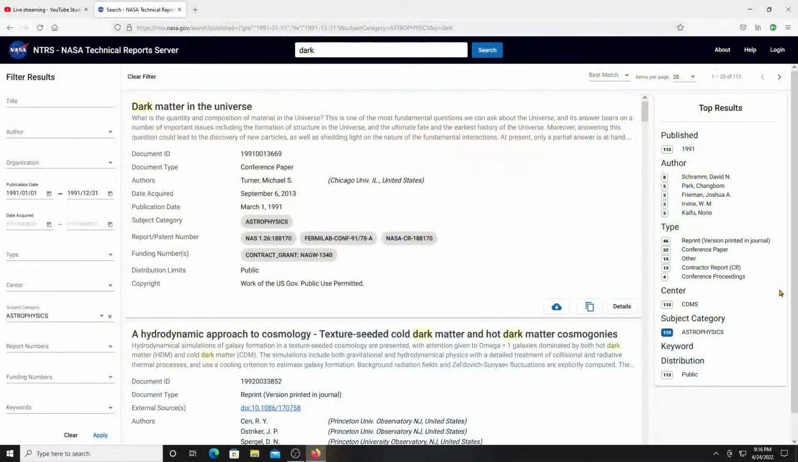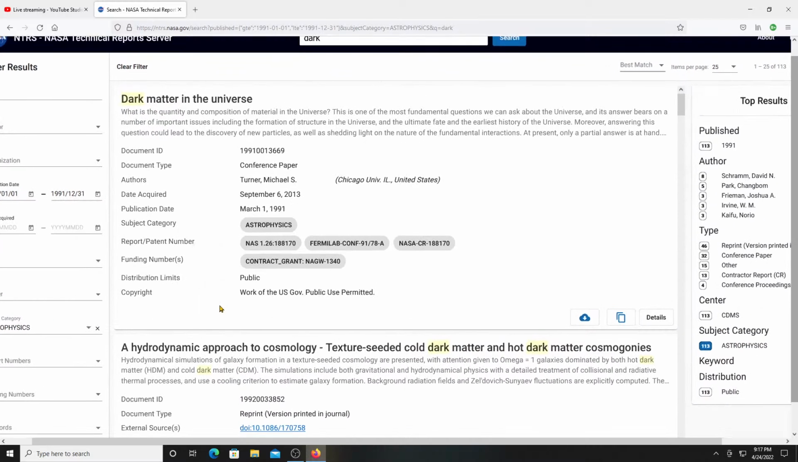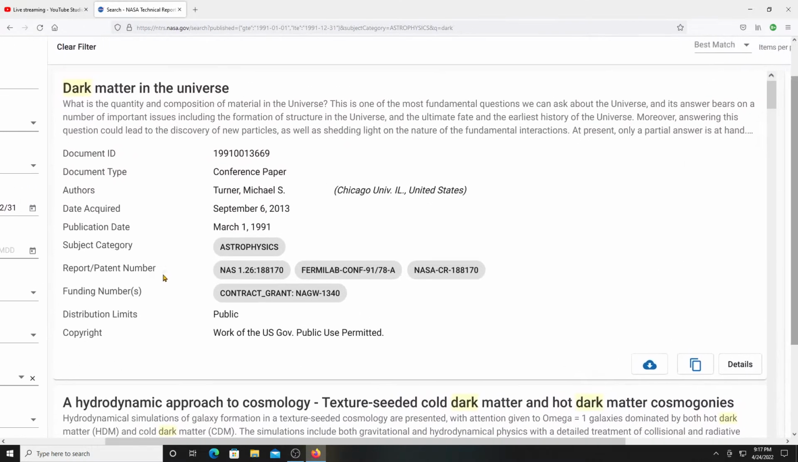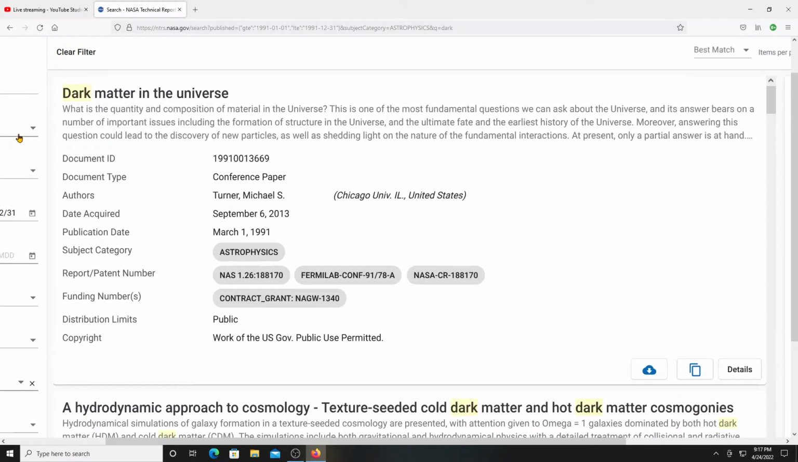Let's come over here to this. Look at this dark matter in the universe. NASA Technical Report Server. So this is like public use. So we can use this, you all. Look at this dark matter in the universe. This is from 1991. This is before they did anything.